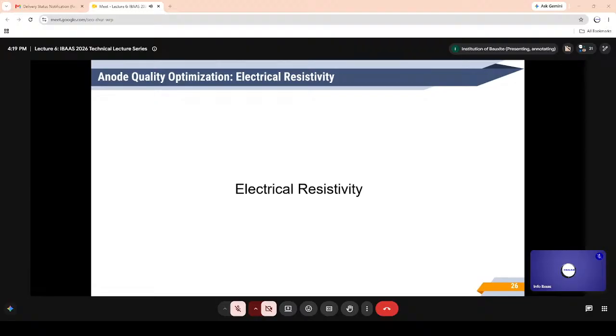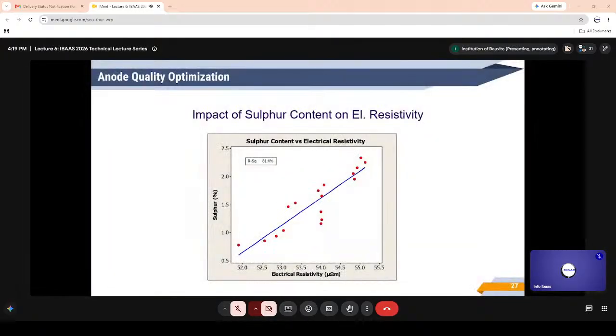The baked anode electrical resistivity increases with increasing sulfur content. Anodes having higher sulfur content show higher electrical resistivity. Electrical resistivity is influenced by the number of electrons that flow through the anode mass.